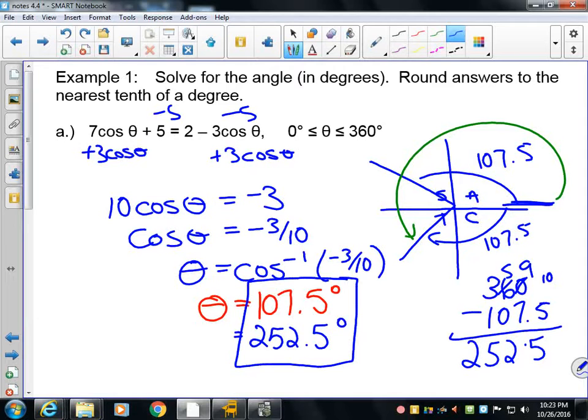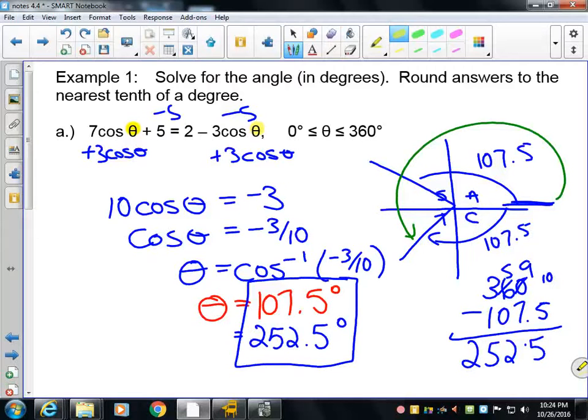Realistically, if we wanted to double check, we could take the cos of those two angle measures, and when we did so, we should end up with -3/10. Or you can take both angle measures and come back up in here and put theta as 107.5 in both spots. We should end up with some equal signs that'll equal on both sides. That's a way of checking.